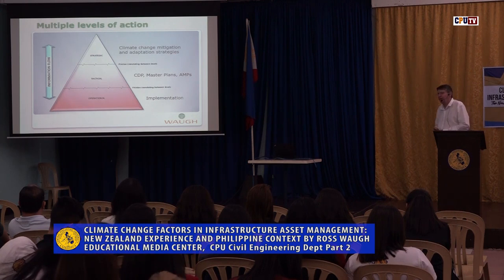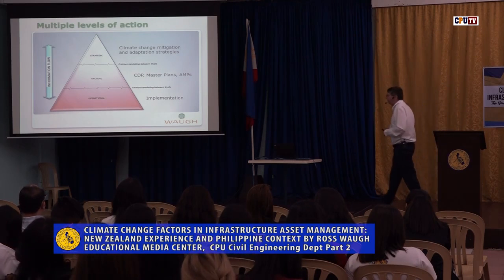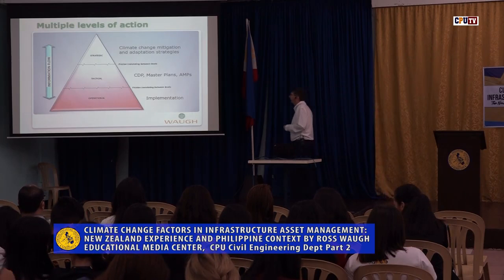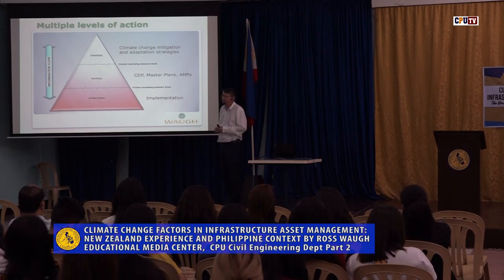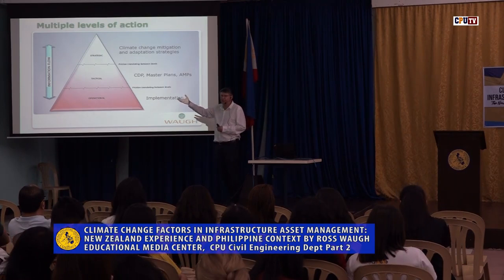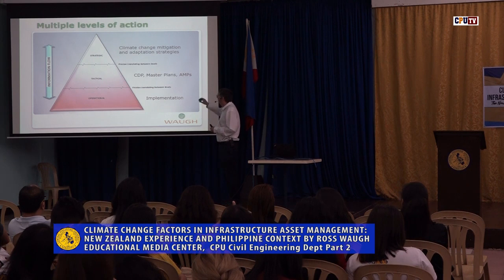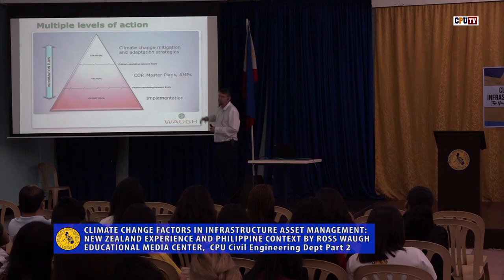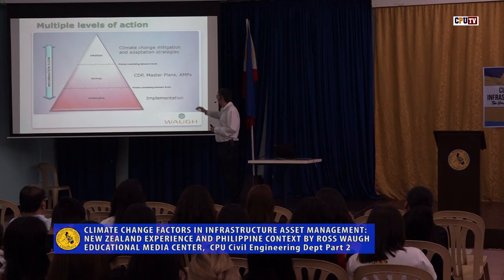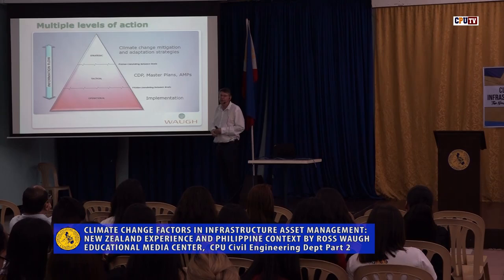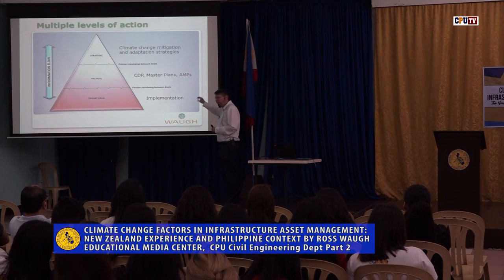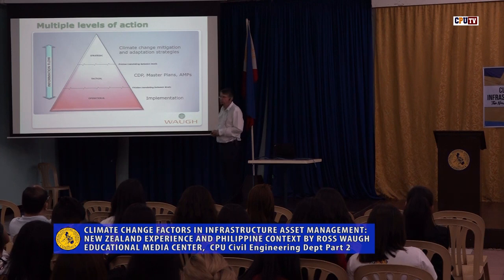So just talking about how you would act on climate change using this asset management pyramid again. At the top, at the strategic level, you'll have your climate change mitigation and adaptation strategies that, I think, are going to get driven by the national government. At this tactical middle level, you have your comprehensive development plans, master plans and AMPs. Down at the operational level, what are we doing this year? What are we going to build this year? What are we changing this year to provide resilience against climate change and to manage the risk to people's lives and things like that?